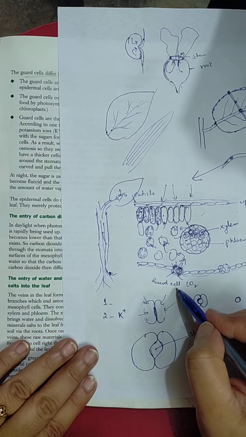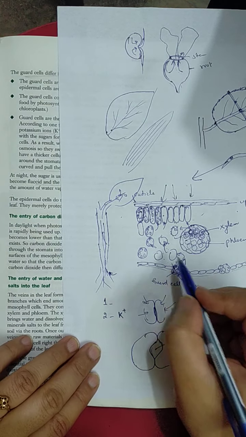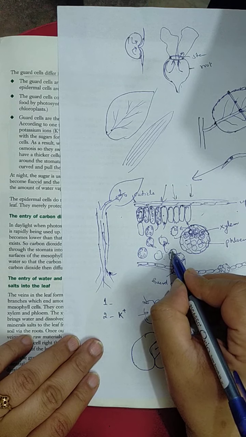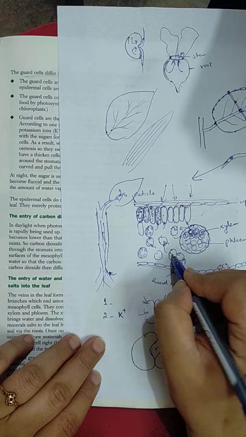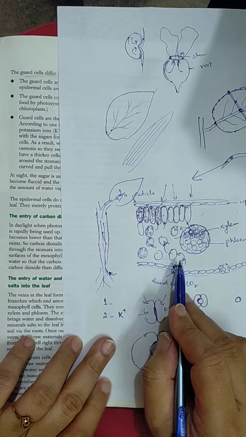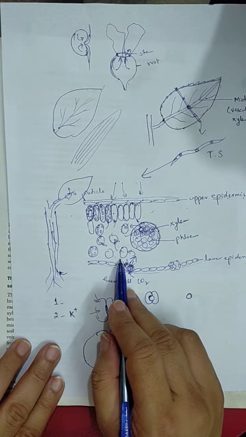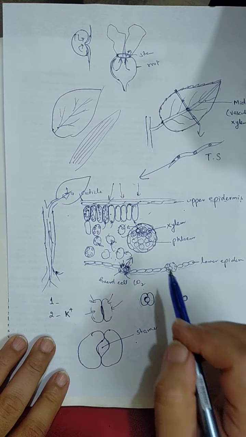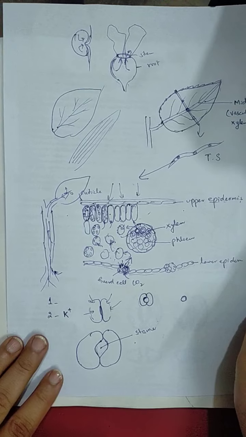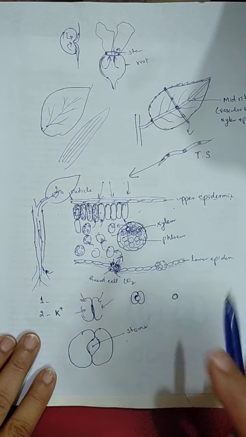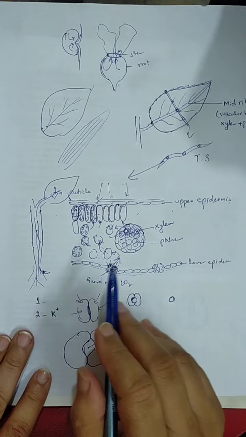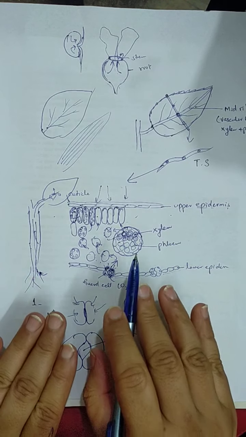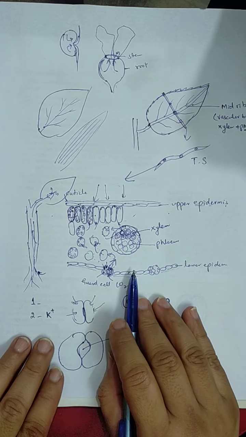Carbon dioxide they take from the stomata. So in this way, these mesophyll cells will get carbon dioxide and water. So in the presence of sunlight, the process of photosynthesis will occur, and the plant will prepare its food. Okay, so for that reason the plant is called a food factory, and the structure of the plant is fully equipped for this process.